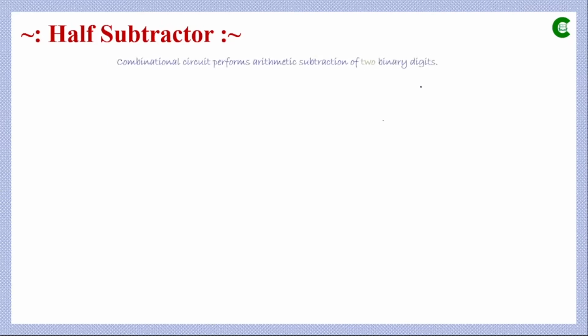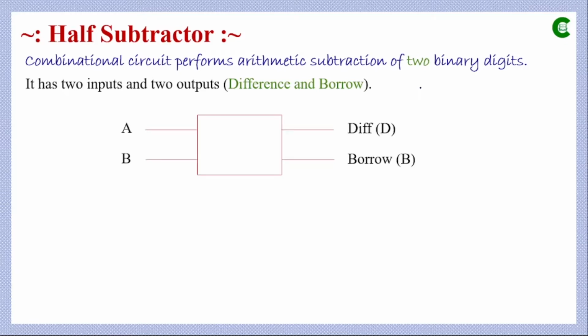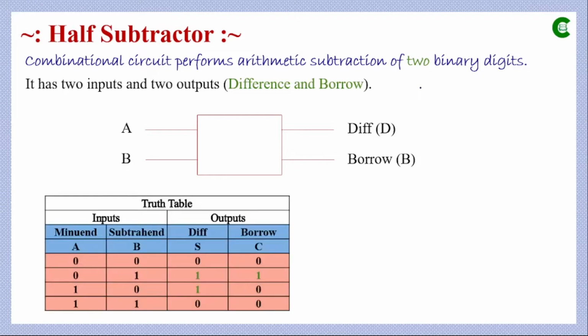We know the half subtractor is a combinational circuit which performs arithmetic subtraction of two binary digits. Like a half adder, it has two inputs and two outputs, and this time the outputs are called difference and borrow. This is the block diagram representation of a half subtractor where A and B are the inputs. Difference means D, and borrow is represented by B. These are the two outputs.